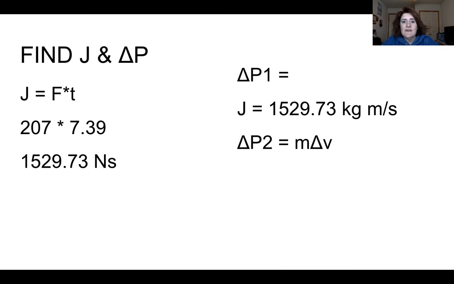The second way to find the change in momentum is the mass times the change in velocity. The mass was 150, the change in velocity from 0 to where we were was 10.2, giving us 1,530 kilogram meters per second. The only difference between those two answers is what's called a rounding error, because we used rounded values to find some of our final calculations. Otherwise, this should show that the change in momentum is the same no matter how you calculate it.